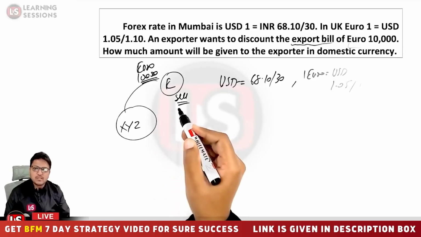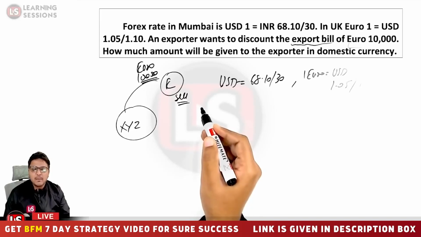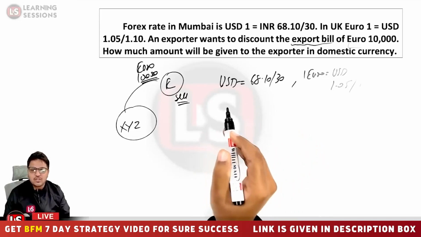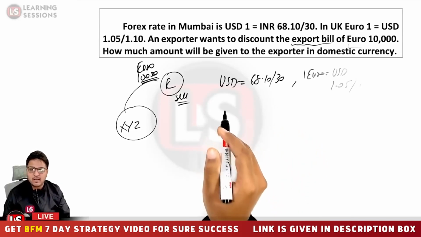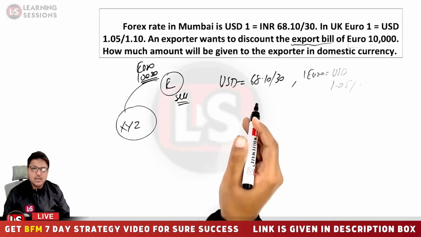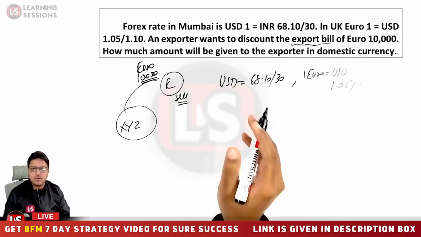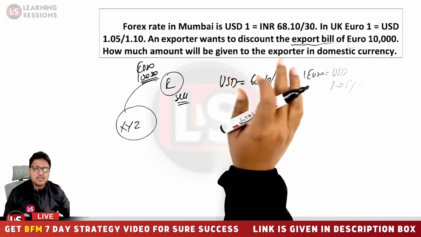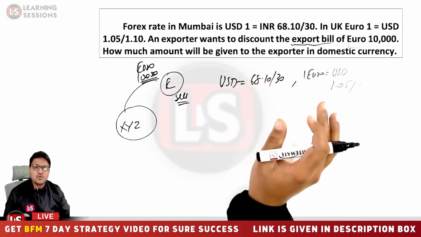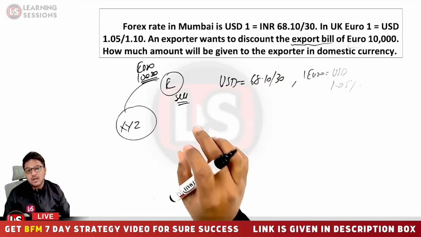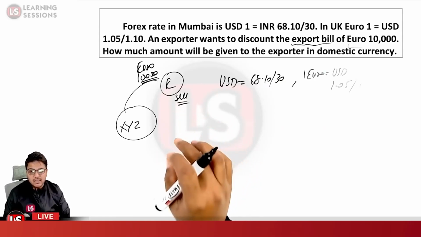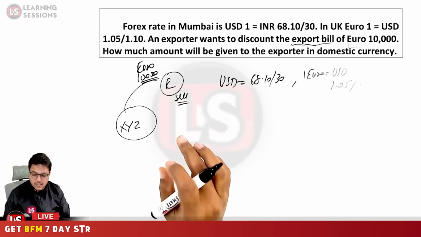At a price at which the bank is ready to buy, but there is no direct currency pair available for euro to INR. So we will first of all be discovering the euro to INR price. Okay, so it is 1 USD is equal to 68.10/30.